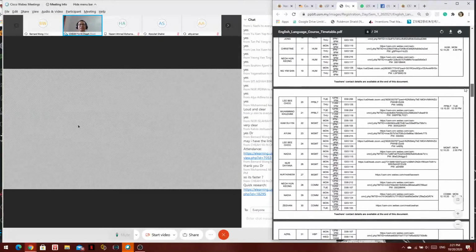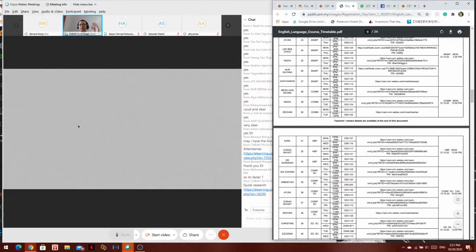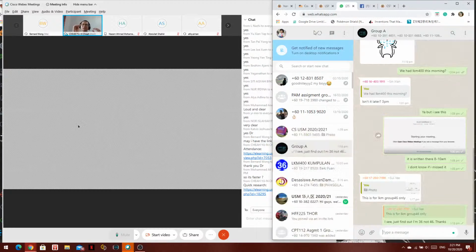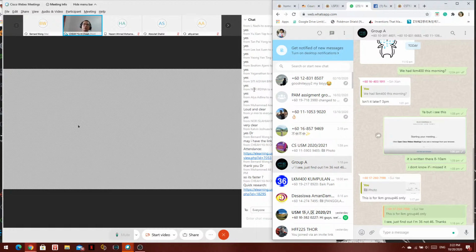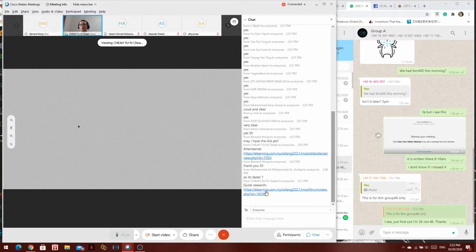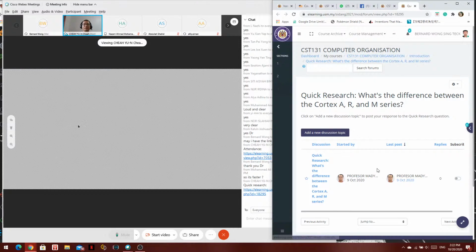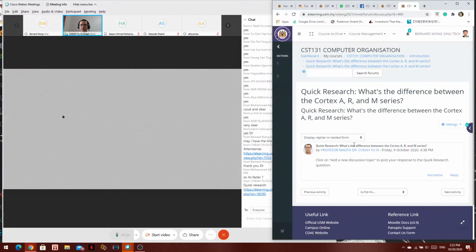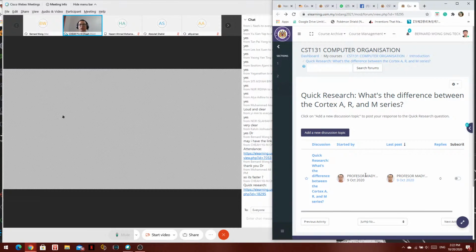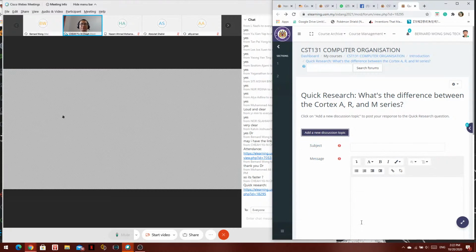Okay. Now answer in the eLearn. Answer using the link in the eLearn. It will open a forum. You create a discussion thread and you key in your findings. Okay. Don't put it in the chat box. Put it in eLearn. A quick research: what is the difference between Cortex A, Cortex R, and Cortex M? Okay, so quickly do it now. I'll give you maybe 3 to 4 minutes. Do a quick Google search or whatever. What's the difference between the A, R, and M series of the Cortex processors?